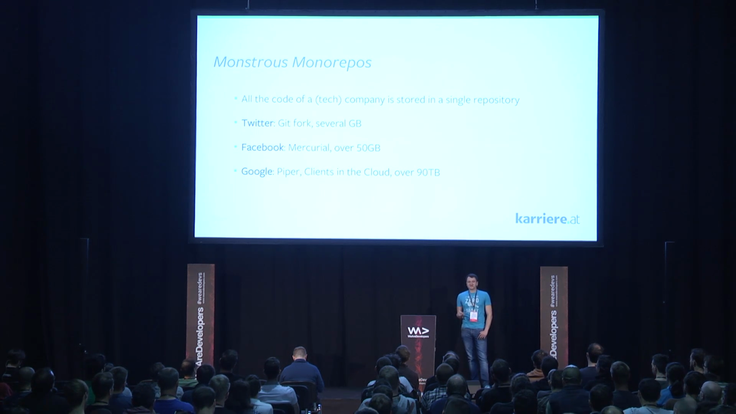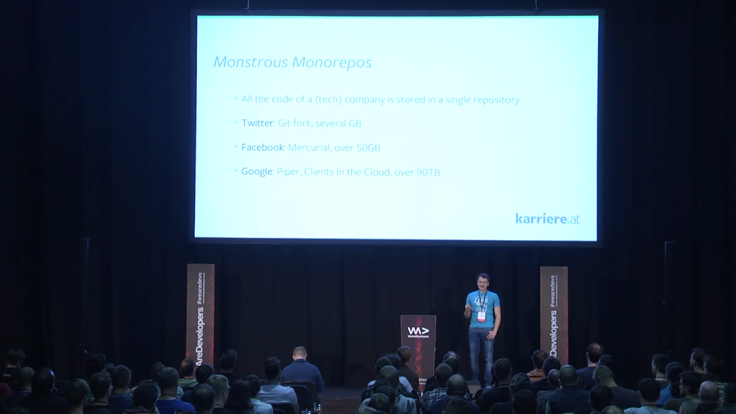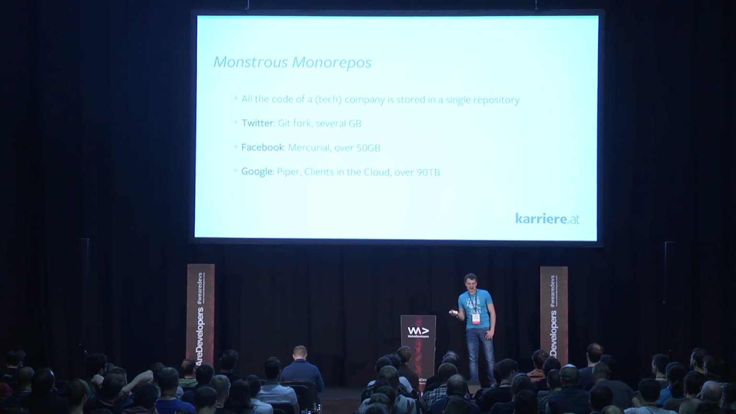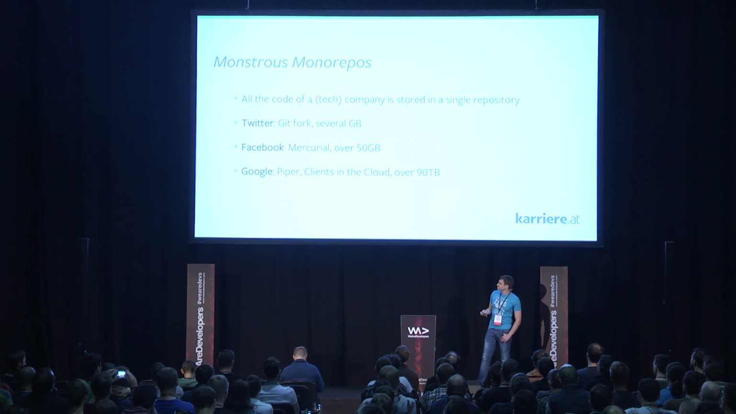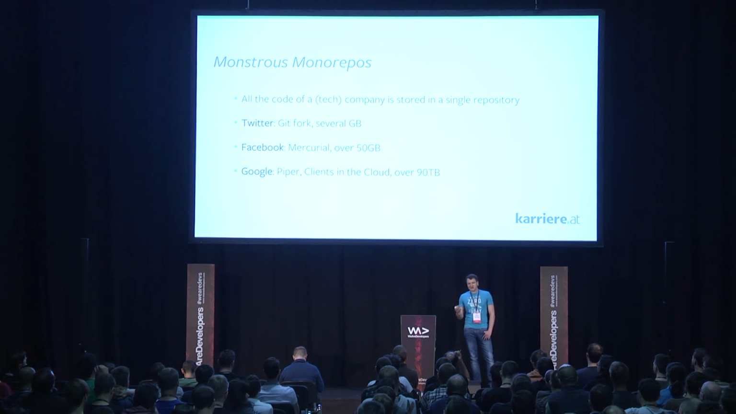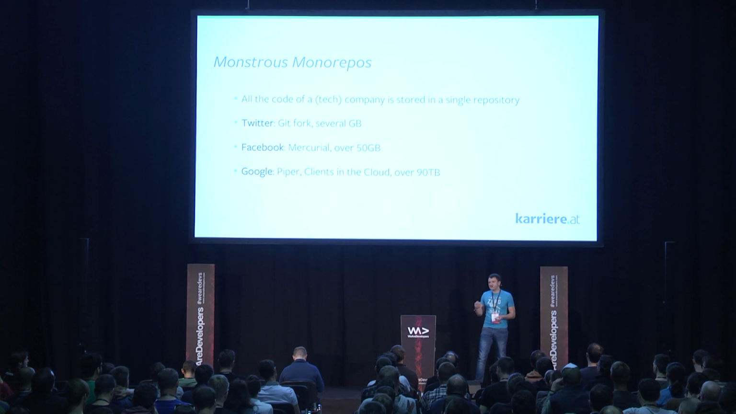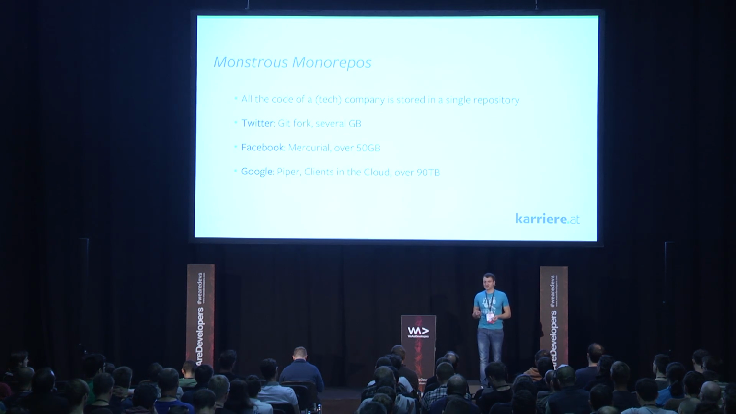And if you thought monstrous is a little over the top as a term to describe a monorepo, let me tell you about Google. Google is using a custom source control system called Piper and clients in the cloud to handle a 90 terabyte repository. So basically every line of code and every commit ever made in the last 18 years approximately of Google history is contained in one truly monstrous repository.